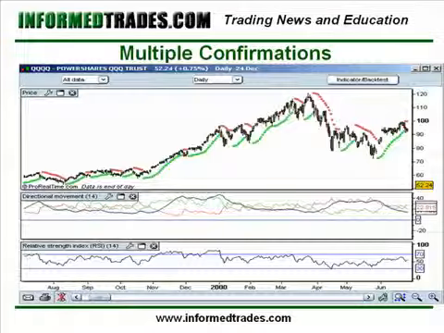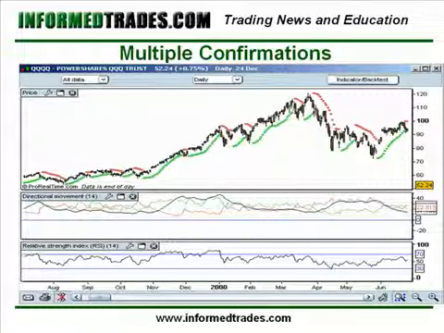So this sort of goes in line with some of the things that we've been talking about in previous lessons, that you want to have multiple confirmations here. So we've got the Parabolic SAR plotted on price. We've got the ADX below that, which we learned about in last lesson, and we've got the relative strength index, which we learned about a couple of lessons ago. So let's look at an example here.